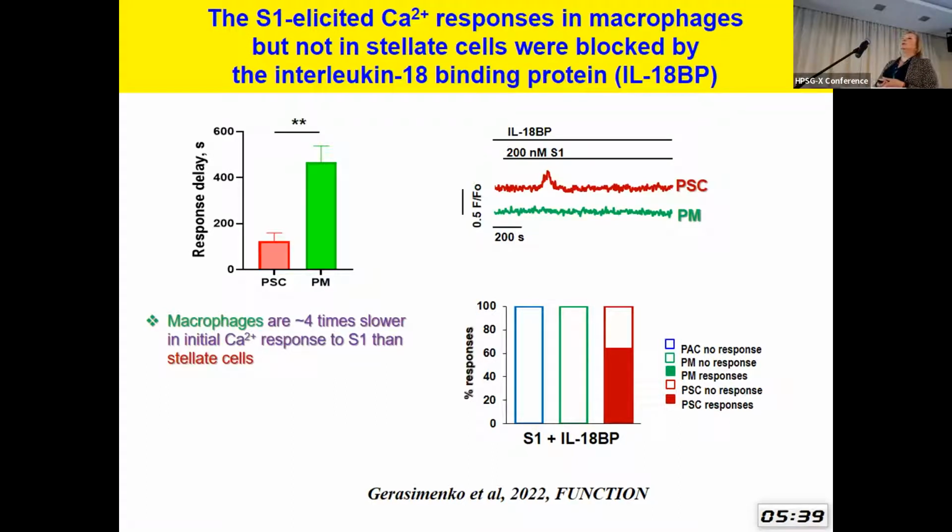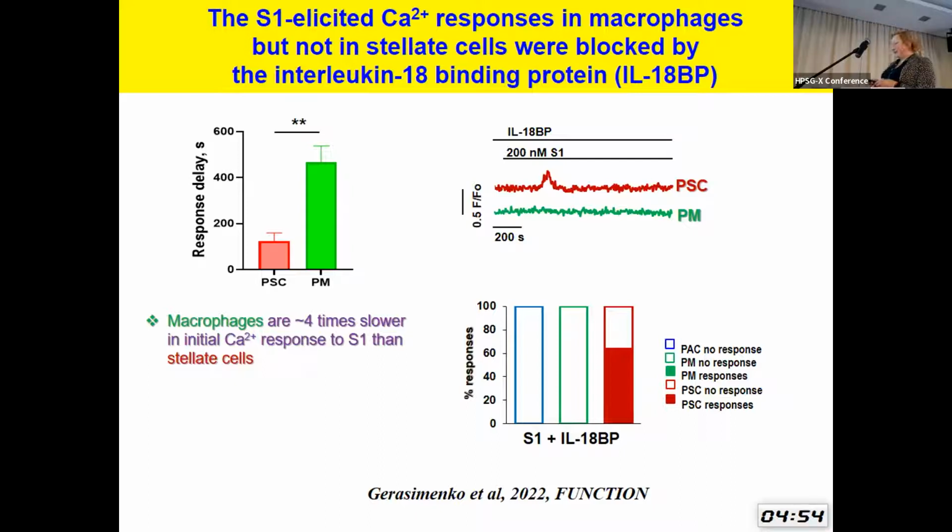We pre-incubated the pancreatic lobules with the inhibitor of interleukin 18, the interleukin 18 binding peptide. And as you can see, all these responses in macrophages to S1 are completely abolished. However, responses to S1 in stellate cells were unchanged. These results suggest that stellate cells are affected by S1. They produce cytokines such as interleukin 18, and this cytokine acts on immune cells, which also respond to S1, but indirectly.